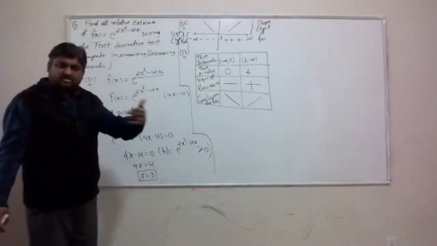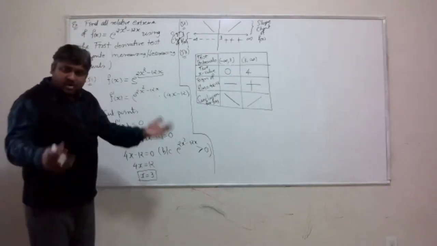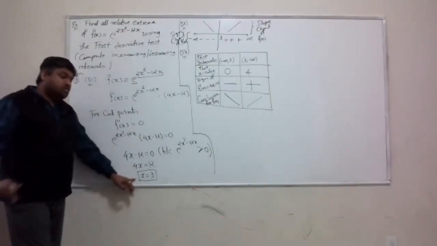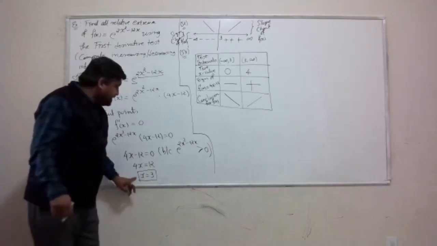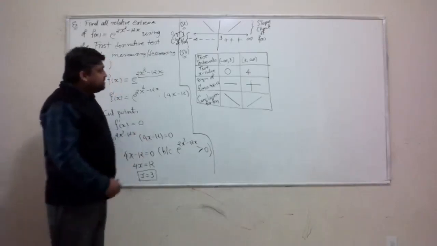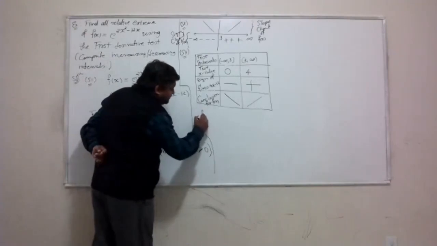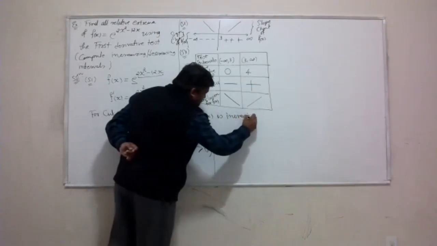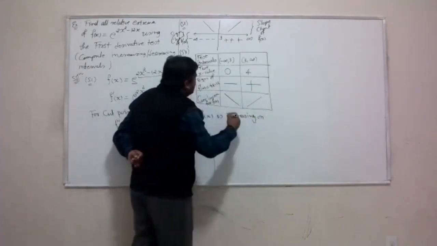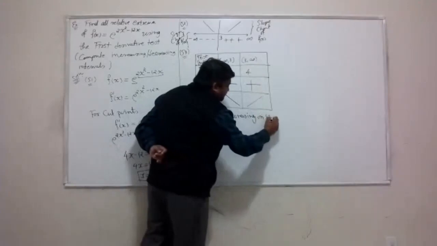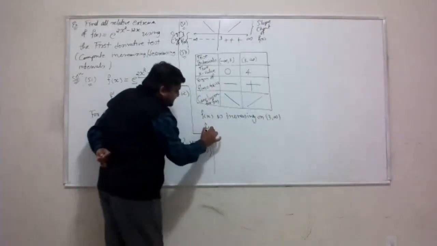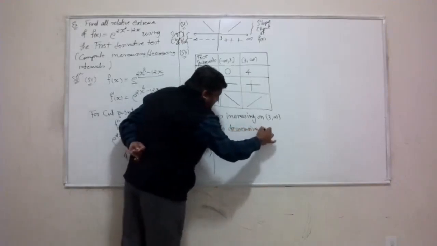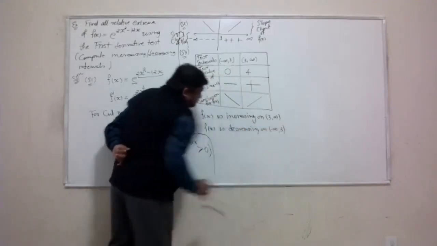Okay, the table is complete. We can answer all the questions now, right? What are the cut points of the derivative? Well, the derivative has only one cut point, and it's x equal to 3. Give the interval where f of x is increasing. So f of x is increasing only on one subinterval, and that's 3 to infinity. f of x is decreasing on the interval negative infinity to 3.